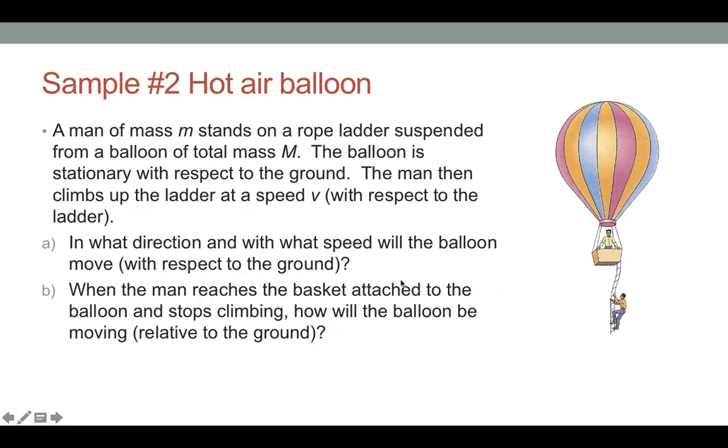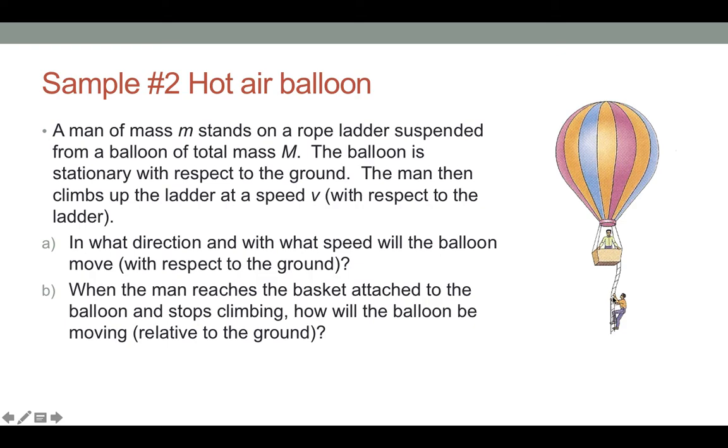Okay, in the second example, we're going to have a man on a rope that's attached to a balloon. Initially, the balloon and the man will be at rest. The man has a mass little m, the balloon, along with its occupant, has a mass of capital M. And again, they'll start at rest.